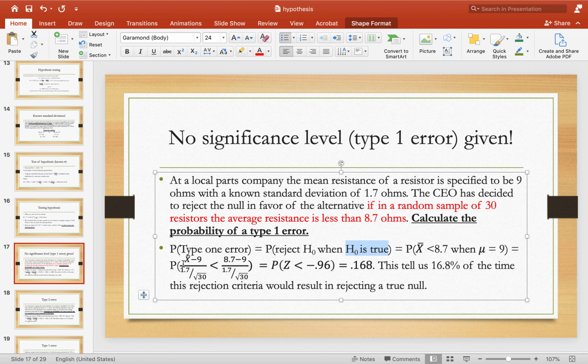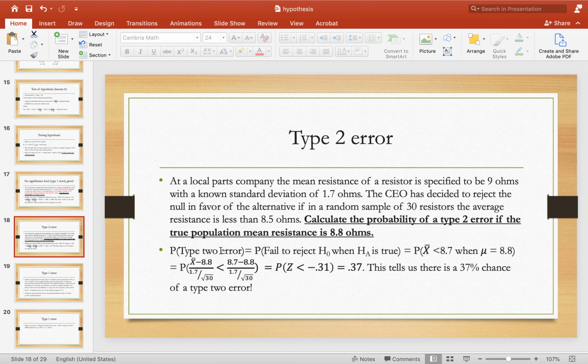So we calculate this via the central limit theorem. Then we calculate z, so we're kind of working backwards from what we've done in the past, and we see that there's a 16.8% chance of a type 1 error. So that would mean that 16.8% of the time, with this decision made by the CEO, not super well informed, you would reject the null hypothesis. You would conclude that the population mean is less than 9 when in fact it's not. And that would happen 16.8% of the time.